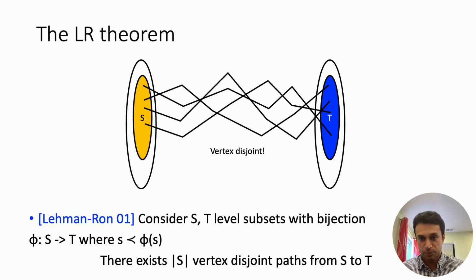And so again, I present the Lehman-Ron theorem to you. Consider S and T, these level subsets with this bijection according to the ordering, that's phi. There exist capital S, the size of S, vertex disjoint paths from S to T.